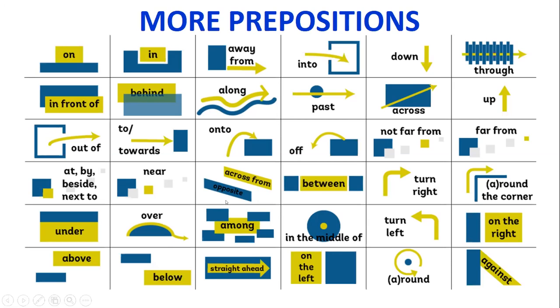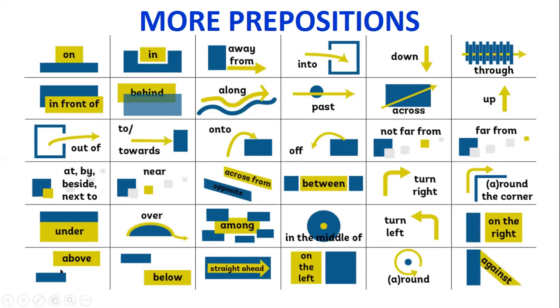Opposite, opuesto a. Between, en medio de. Turn right, cruce a la derecha. Around the corner, a la vuelta de la esquina o alrededor de la esquina. Under, debajo. Over, sobre. Among, en medio de. In the middle of, aquí es en el centro o en el medio justo de, ¿verdad? Turn left, cruce a la izquierda. On the right, a la derecha.